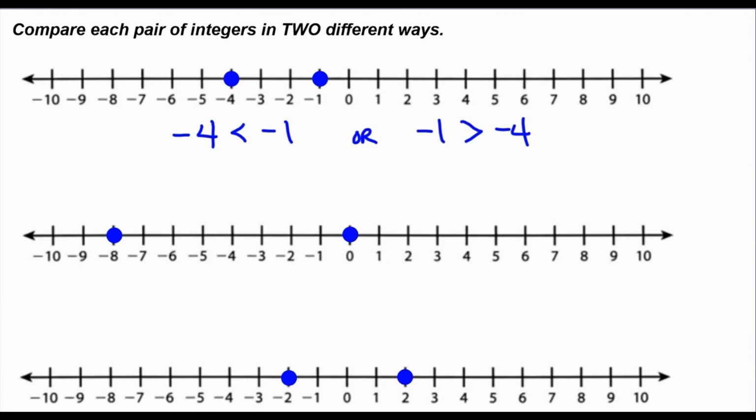Here I have 0 and -8 plotted on the number line. Now, one thing I could say is that -8 is further to the left, so -8 is less than 0. That would be a true statement. Or I could turn it around and say, well, 0 is further to the right, so 0 is greater than -8. Both of these are correct, and two ways to make that comparison.